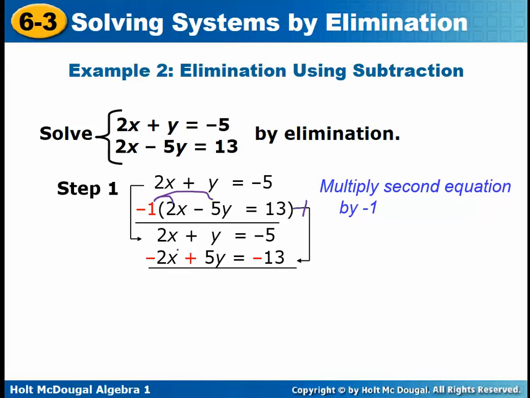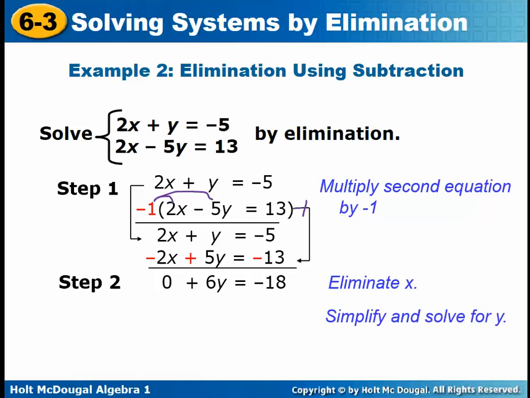Now I can add them together. I have 2x and negative 2x. So now when I add my two equations together, the x term will go away. It's just going to be 0. And I'm just left with 6y equals negative 18. Divide both sides by 6, and you get that y is equal to negative 3.